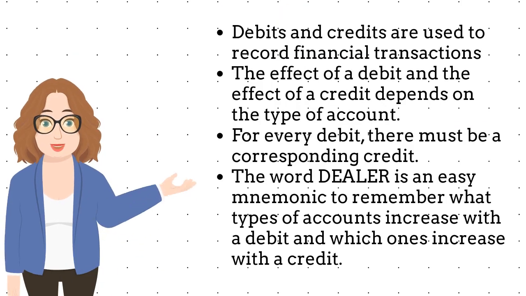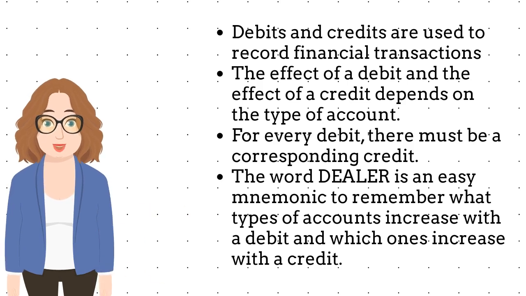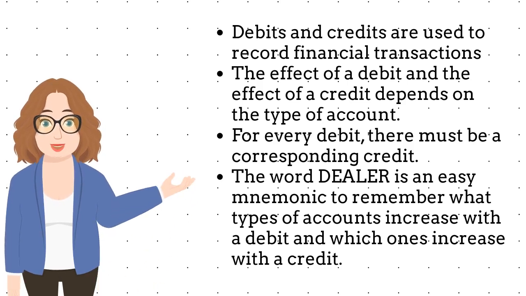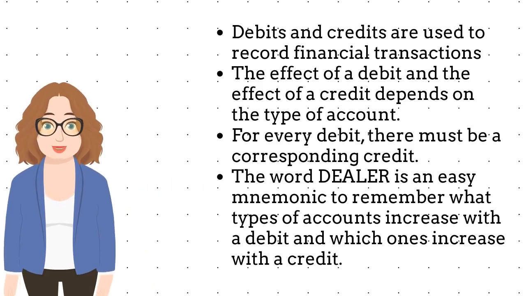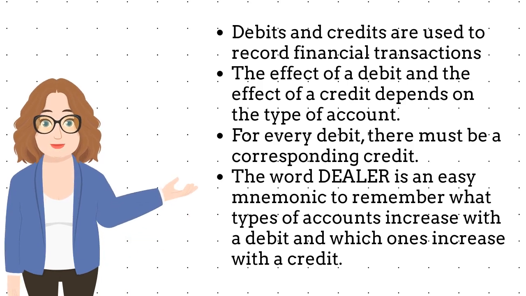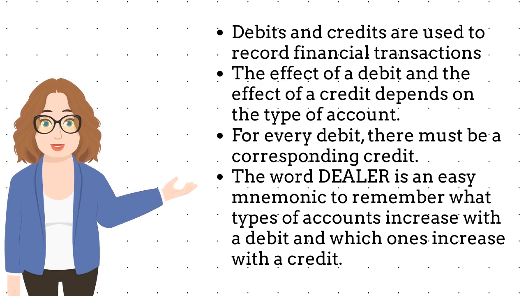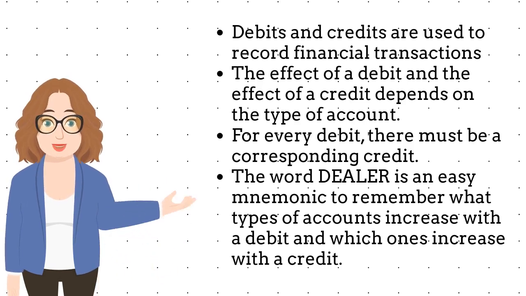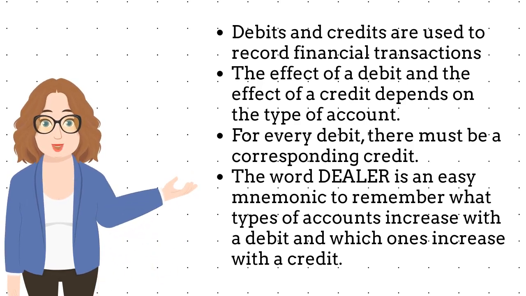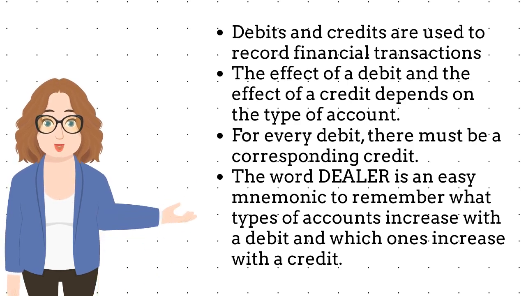So, to summarize, debits and credits are used to record financial transactions in a company's books, and the effect of a debit or credit depends on the type of account. And remember, for every debit, there must be a corresponding credit. The mnemonic DEALER may help you remember what account types increase with debits and what account types increase with credits.